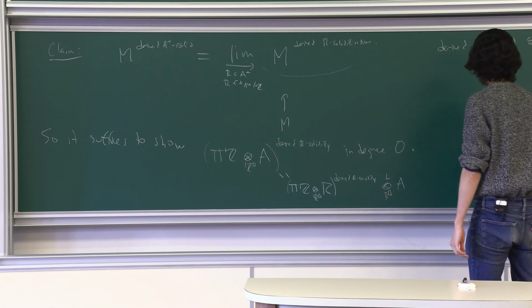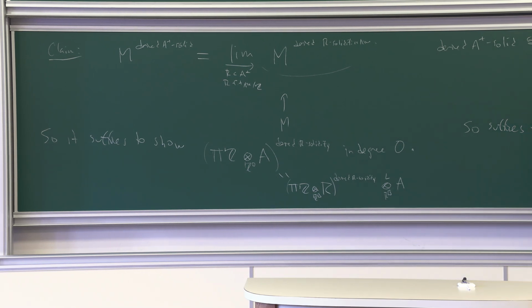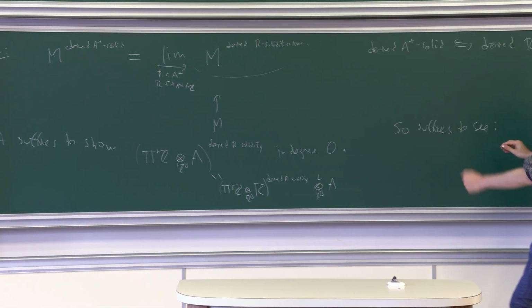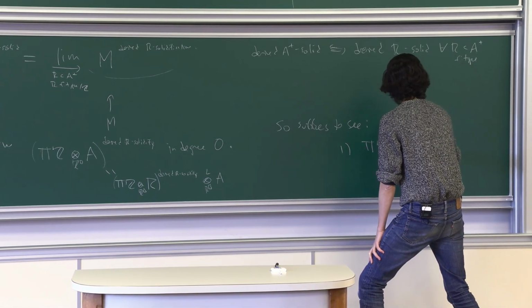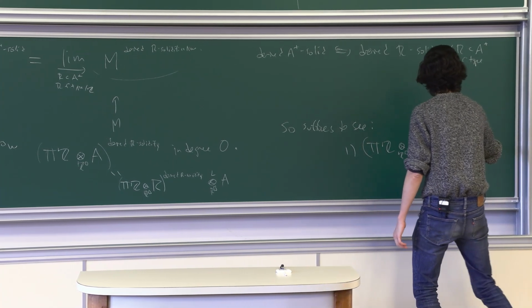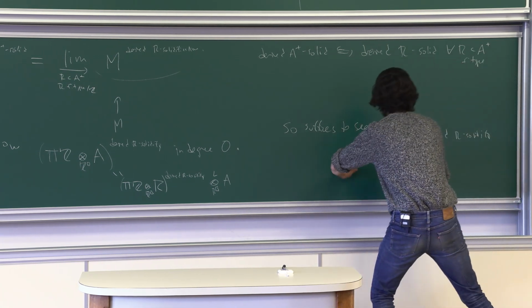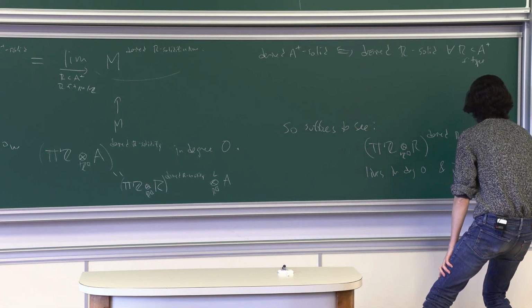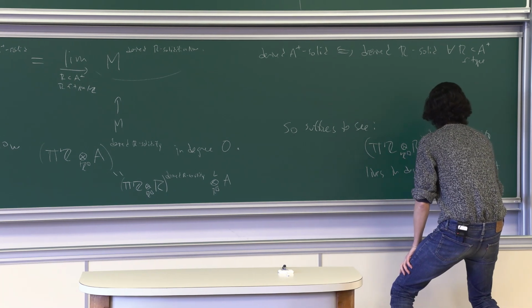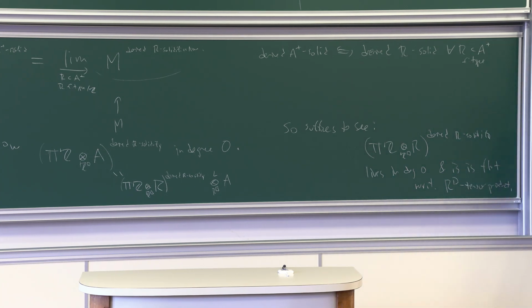So it suffices to see that, first of all, that product Z tensor Z solid R derived solidify lives in degree 0 and is flat with respect to our solid tensor product. Okay?